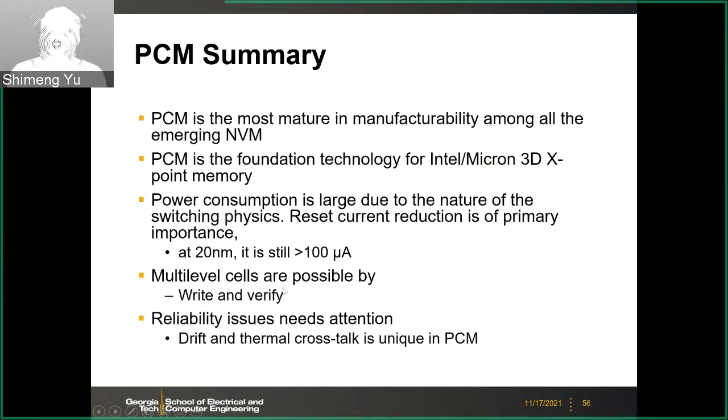Multi-level cell is possible, and you can do that by aggressive write and verify. And recently, I believe there's a paper from IBM that demonstrated 1,000 levels. That means 10 bits per cell, by very fine-tuning of the resistance levels, demonstrated by IBM recently. And the reliability issues need attention, for example drift and thermal crosstalk. Those are unique issues in phase-change memory.